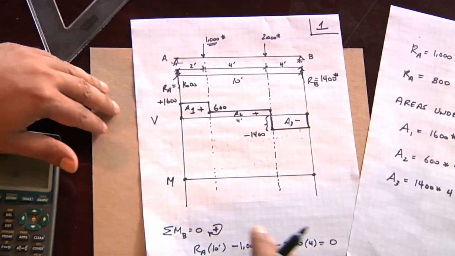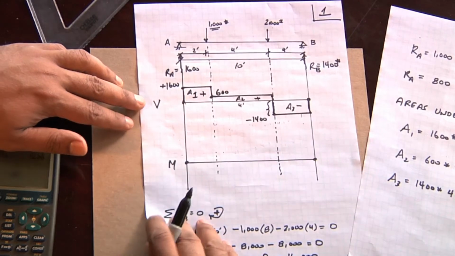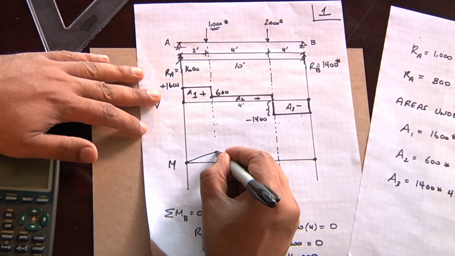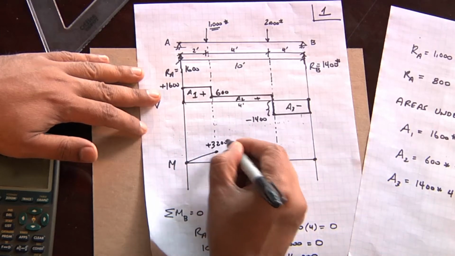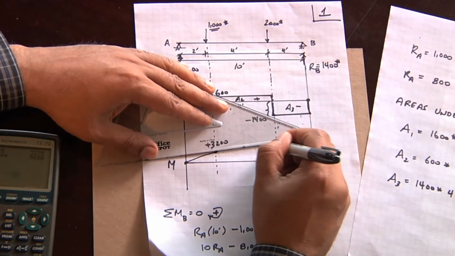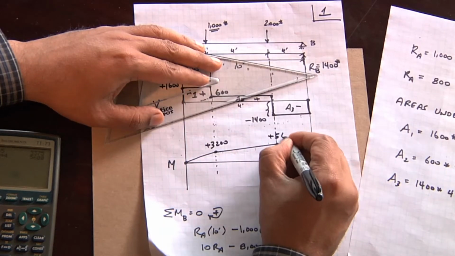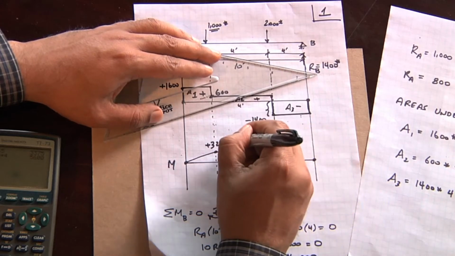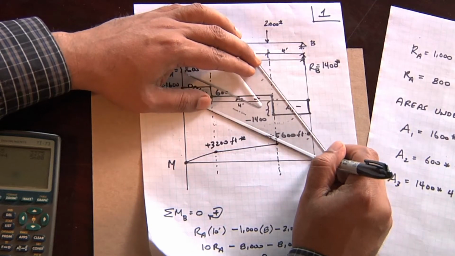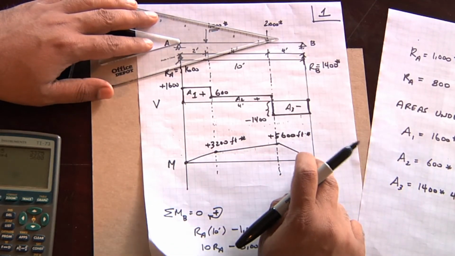Now we can draw the diagram. So we go back to the original diagram, and the first portion of the shear diagram is going to climb linearly up to plus 3,200. The next portion is going to climb linearly to plus 5,600, and these are all in foot-pounds, and then it's going to go negative down to 0. And that's your shear and your moment diagram.